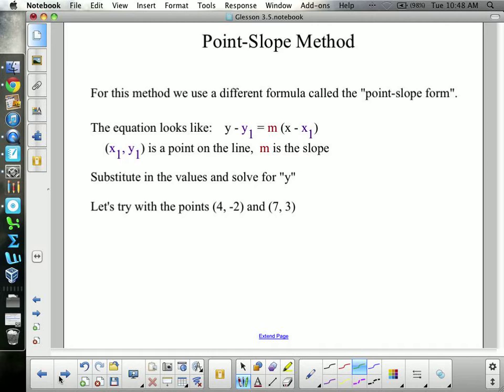Okay, the point-slope method. This is the one I want to talk about. It is actually a little bit easier.